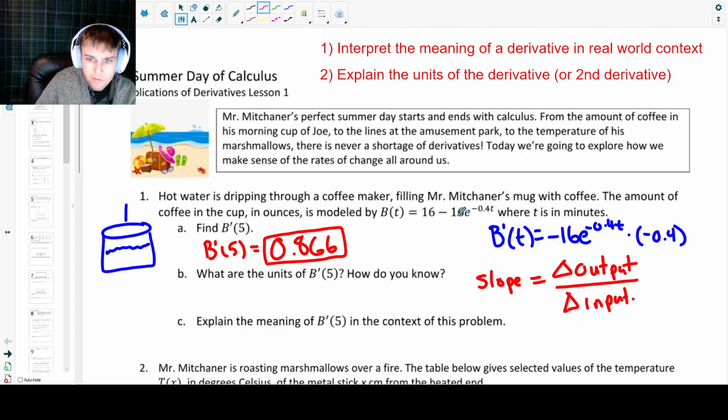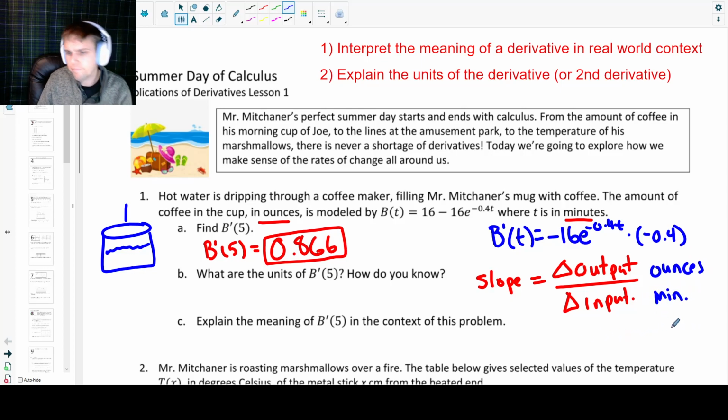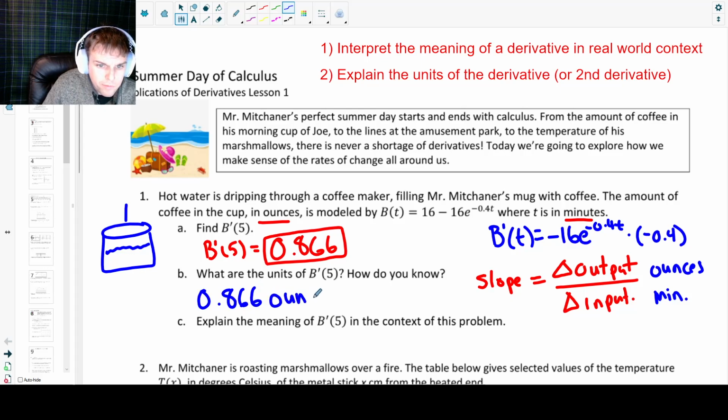We look at our original function, b of t, and the output of that function is the ounces of coffee that's in the cup. And our input, t, is our time in minutes. So for this situation, our output units are ounces, and our input units are minutes. So if the derivative is giving us the slope of our original function, it's giving us ounces per minute. Here we have a value of 0.866 ounces per minute.